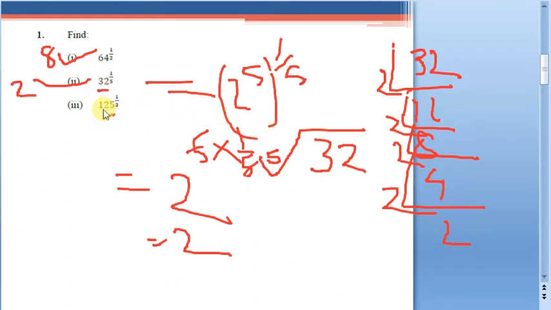Last one, it is 125. Prime factorize 125. While doing the prime factorization, just try to connect the things. You can use the divisibility rules, such as a number ending with 5.